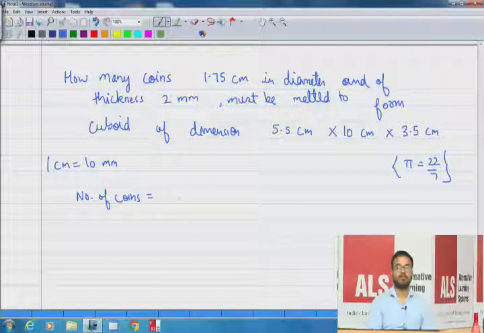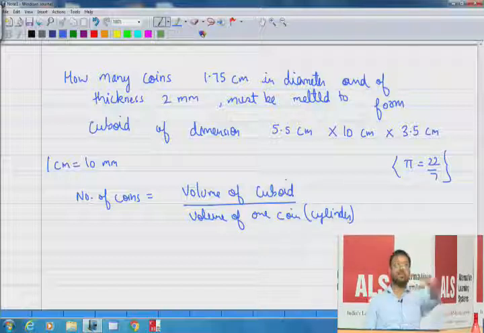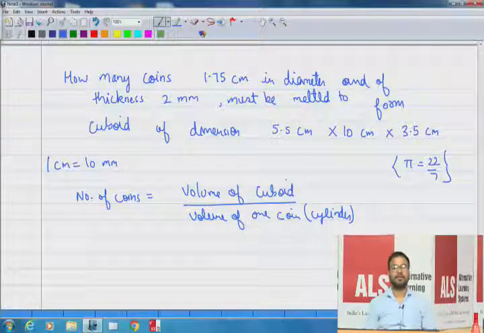The number of coins would be equal to the volume of the cuboid upon the volume of one coin, which is in the shape of a cylinder. Now do the calculation part, and please do it very carefully.